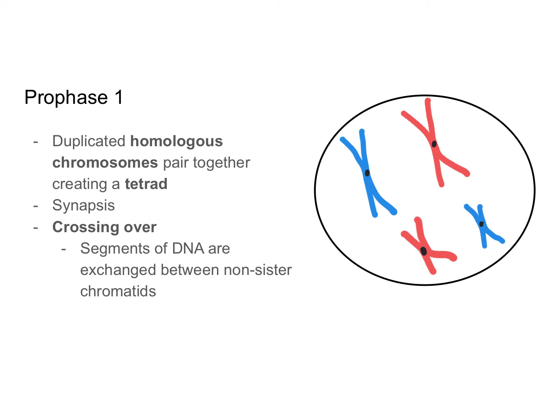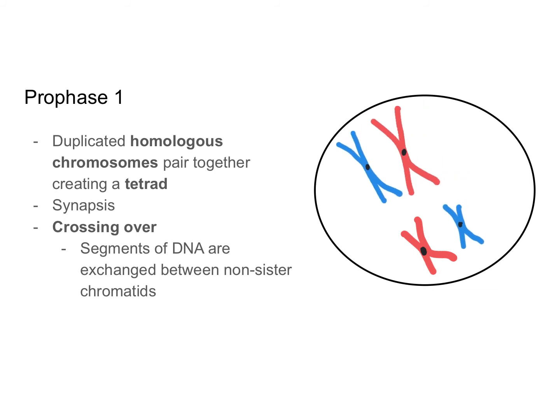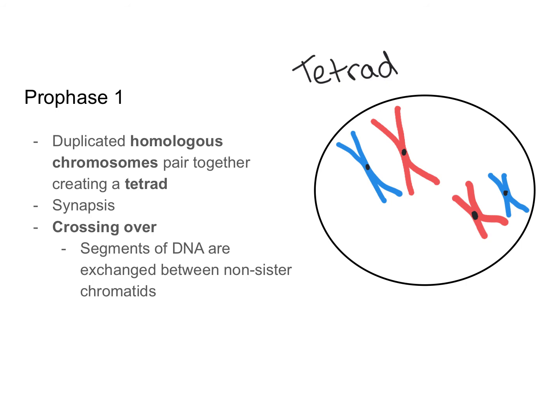Second, we have the homologous chromosomes coming together in a pair. So here are our large homologous chromosomes, and they are going to come together in a pair. And our smaller homologous chromosomes are going to come together in a pair. Now, this pairing is called a tetrad. So I've got one tetrad of larger chromosomes and one tetrad of smaller chromosomes. Now, each tetrad has 4 chromatids.